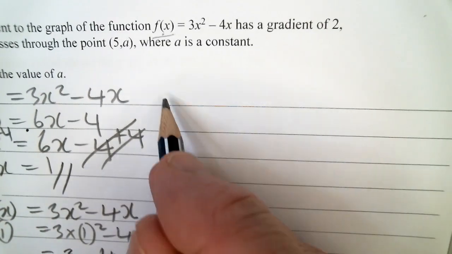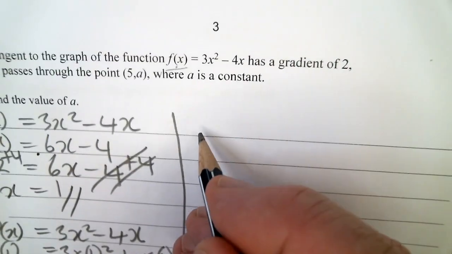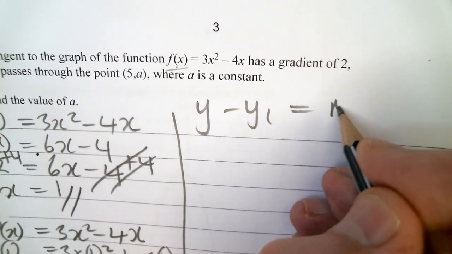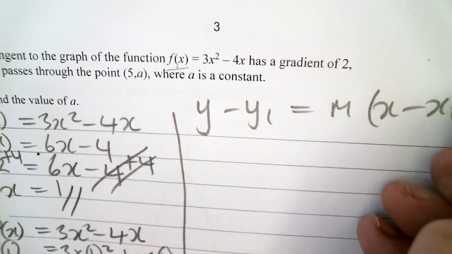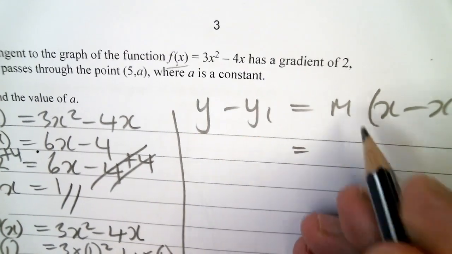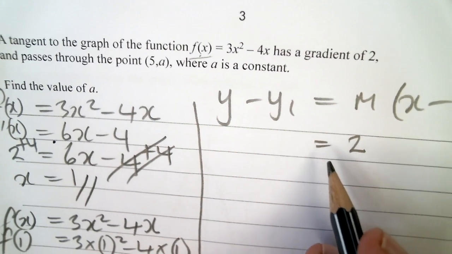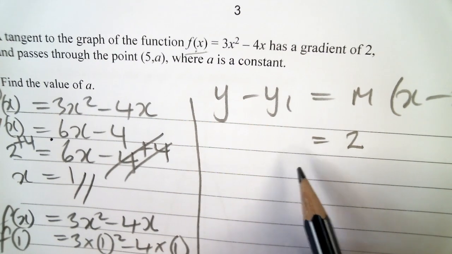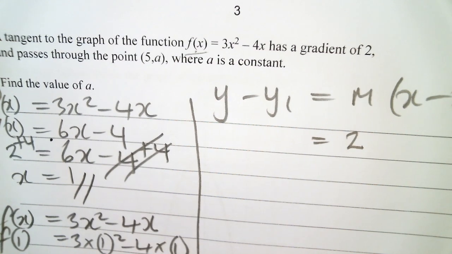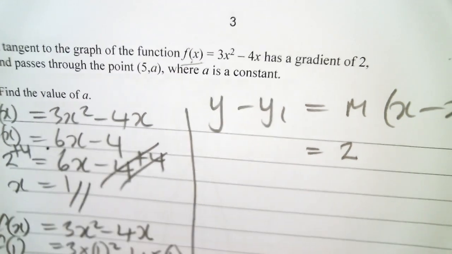So let's now go ahead and solve, if we can, for a, because we can just use the point gradient equation: y minus y1 is m times (x minus x1), and we know what these things are. First of all, we know what m is. Well, m is going to be 2. We've got a value of x, which is 1, and we've got a y, which is negative 1. So let's go ahead and pop all that straight into the equation.